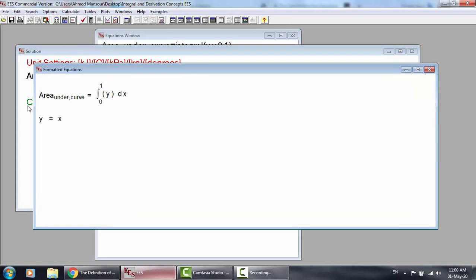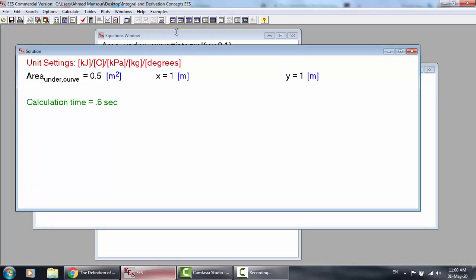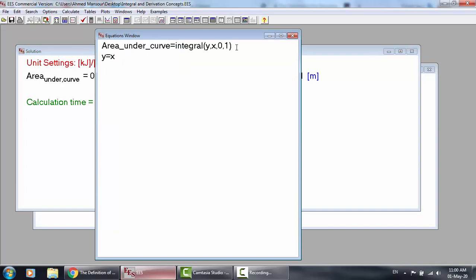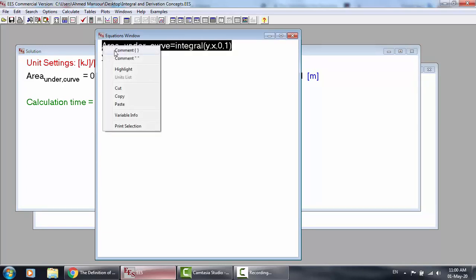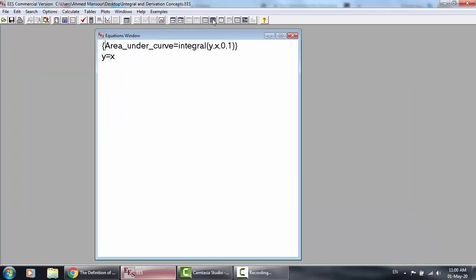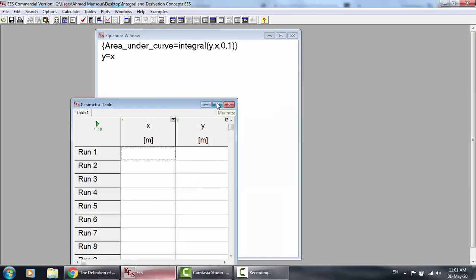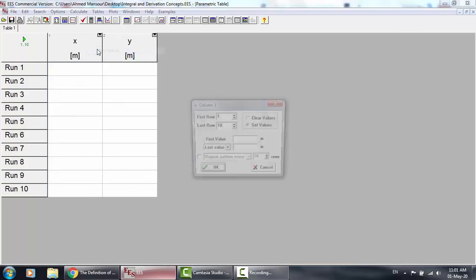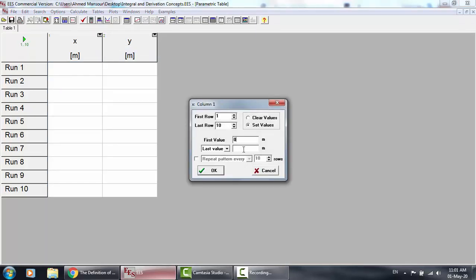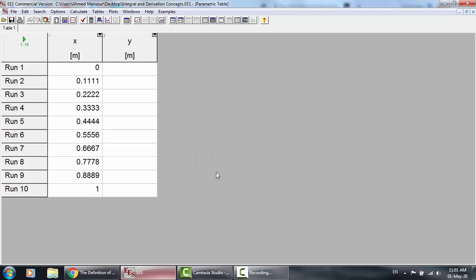Okay. So now I'm going to prove it. How? Simply, if you have no idea about the integration, just make a schedule or parametric table. Here is x and here is y, and from 0 must be the same as the integral limits, and then I will go and solve this table.